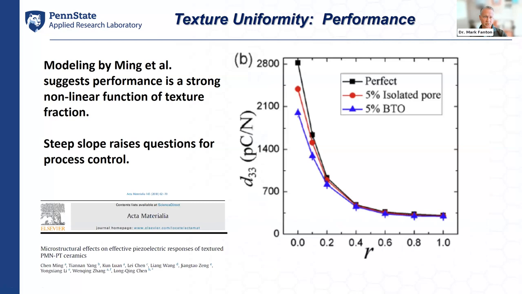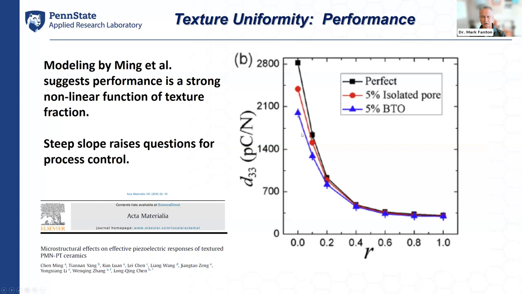Why we worry about this, there was some modeling work that was done at Penn State several years ago by Long-Qing Chen's group, primarily, looking at what happens to a simple performance metric like the d33 coefficient as you change from a random ceramic, denoted by the 1.0 value on the x-axis, to nearly single crystal or fully single crystal, denoted by an R equals 0. You can see that as the material textures, you drive that d coefficient upward pretty dramatically.